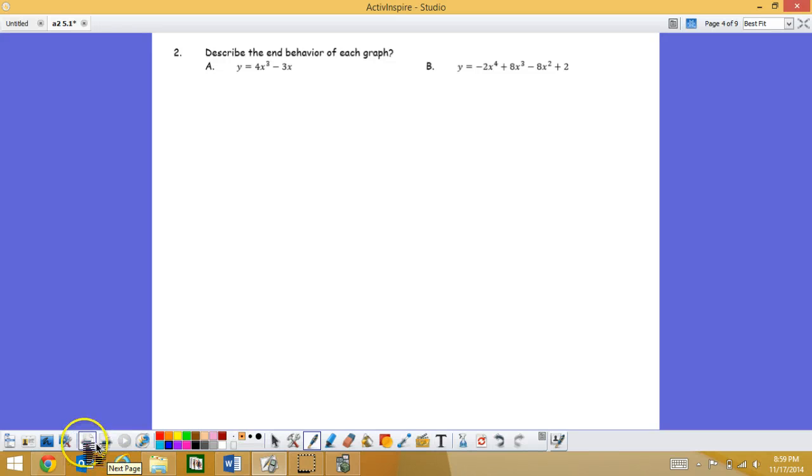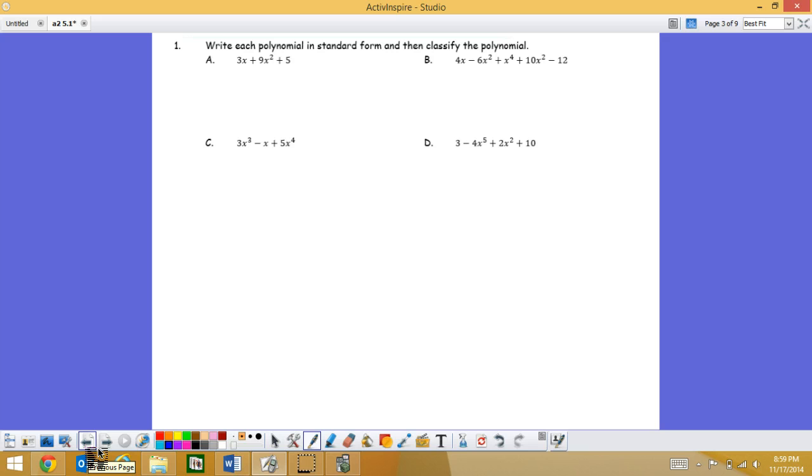So, I went one too far. There we go. In this first example, we're going to write each one in standard form. So writing these in standard form first, we're going to start with the highest exponent and work our way down. So in A, our highest exponent is that x squared term. So we're going to have 9x squared. Next highest exponent is the 1. So plus 3x plus 5. And that is our polynomial in standard form, starting with the highest exponent first and working our way down.